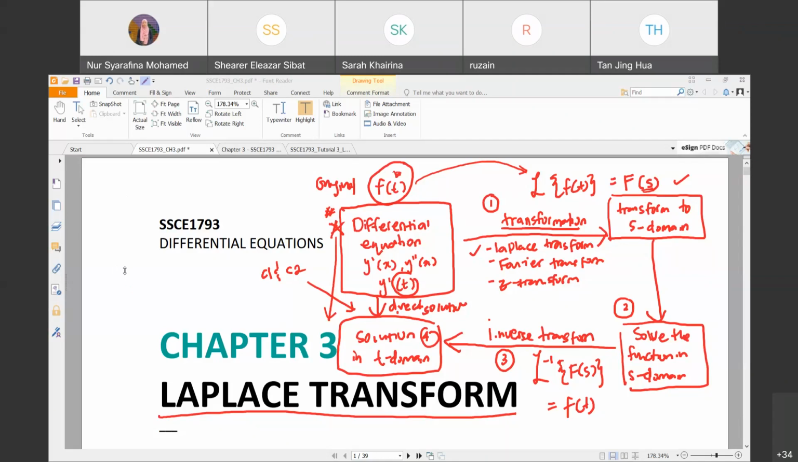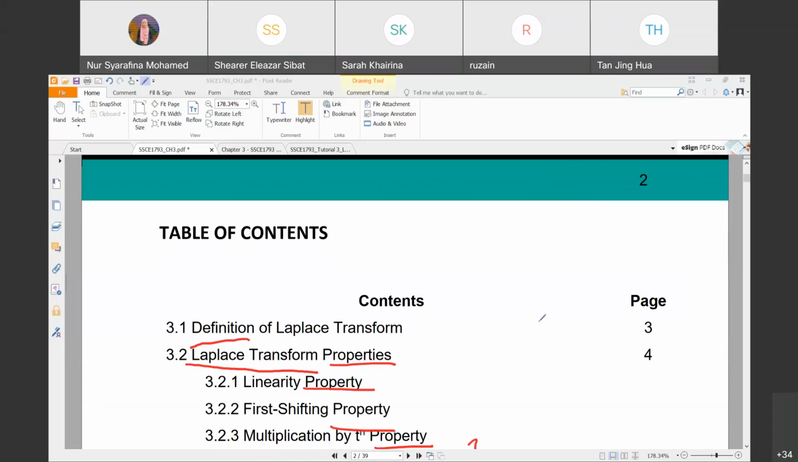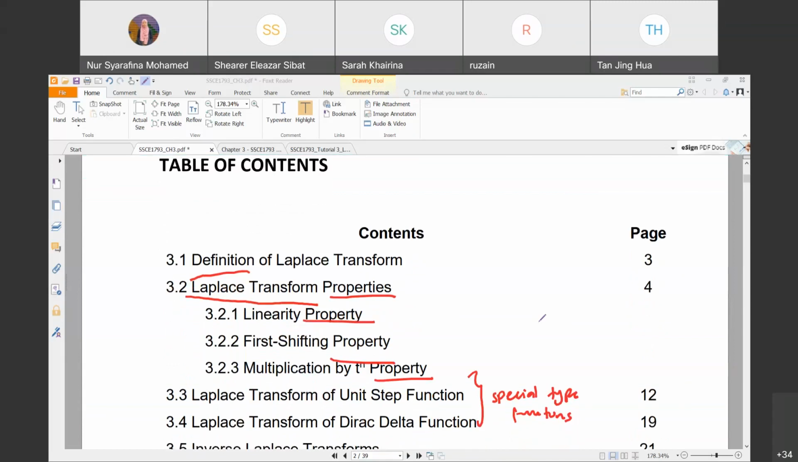Now, this is the overview of the chapter. Let's take a look at what topics we are going to learn. Of course, we are going to learn about the definition, the basics of Laplace, and then the properties of Laplace. Once you identify the properties, we transform some special functions, which are the unit step function and the Dirac delta function.